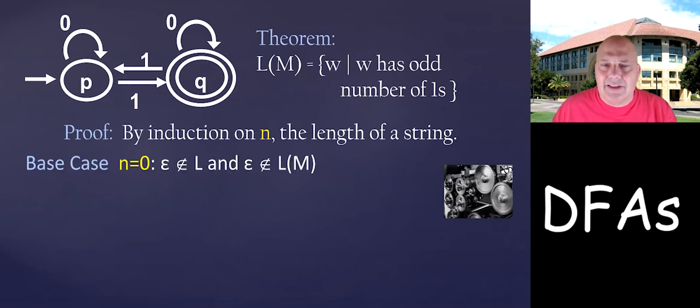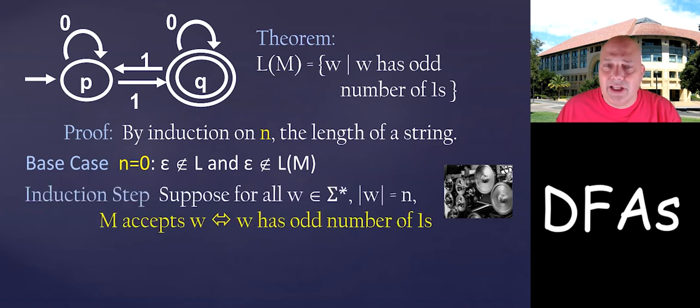The base case is when n equals 0. The only string of length 0 is the empty string, and this string is not in L, right? When you start in a reject state, and therefore you do not accept the empty string. And indeed, the empty string is also not in this language of odd number of ones. The empty string has 0 number of ones, which is not odd.